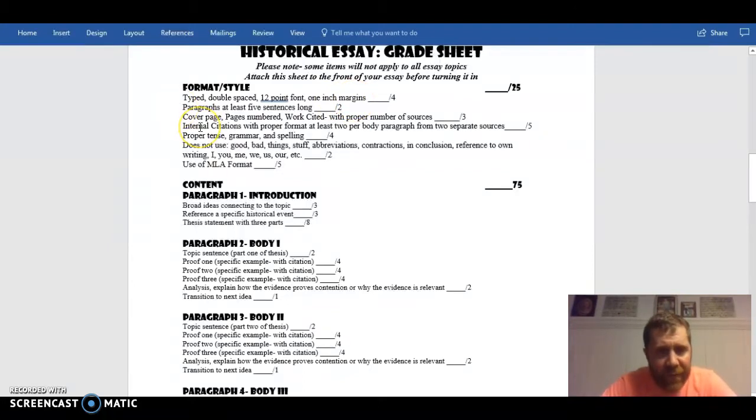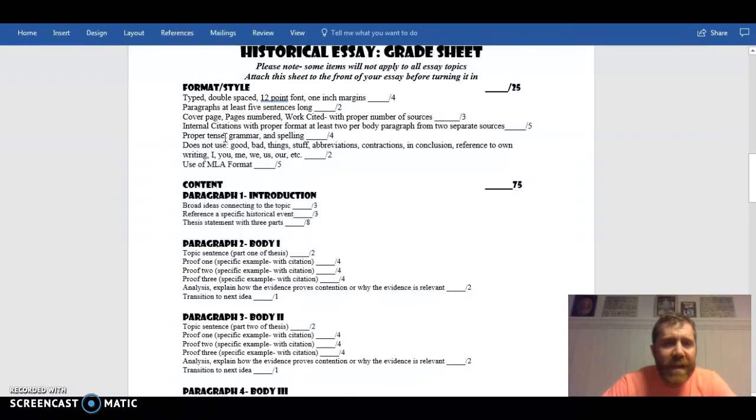Yes, we do need a cover page, and we'll work on that after we finish all 3 sections, so don't worry about that. Page numbered, you don't have to worry about page numbers. Since we're writing this and not typing this, you're fine. Works cited, yes, you have been using the citation wizards. You should be citing your sources, so you should have a works cited page. And we talked about having, I think, 4 to 5 sources, so make sure that you have that. Internal citations, we'll talk about that when we look at the breakdown. And at least 2 per body paragraph from 2 separate sources, so make sure that you have that.